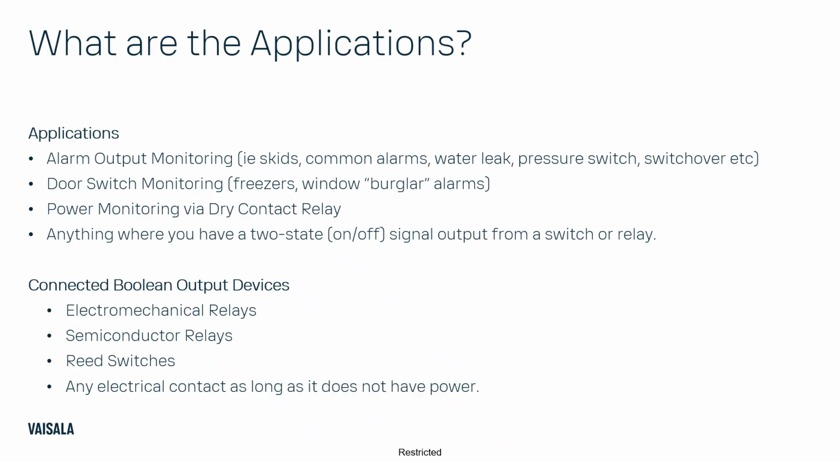The kind of connected devices you're going to see with Booleans is going to be electromechanical relays. I'll go into some detail on what those are. Semiconductor relays, reed switches, and any electrical contact as long as it doesn't have power.